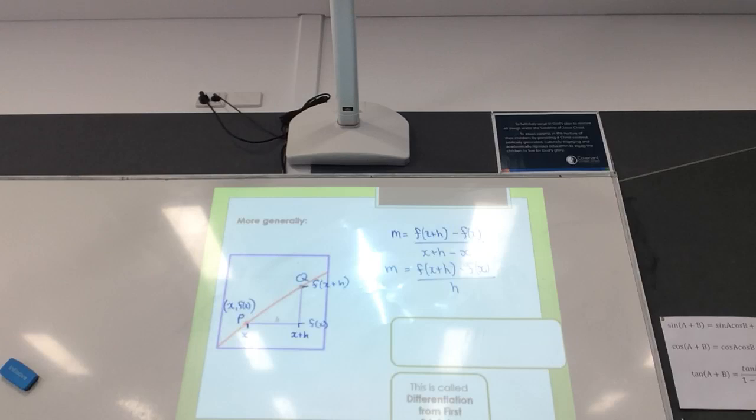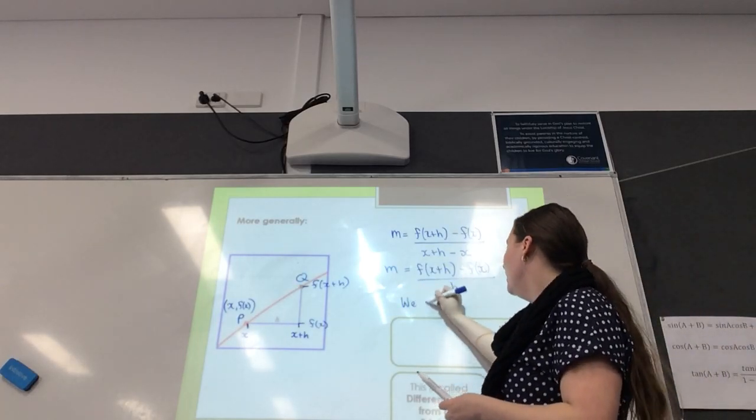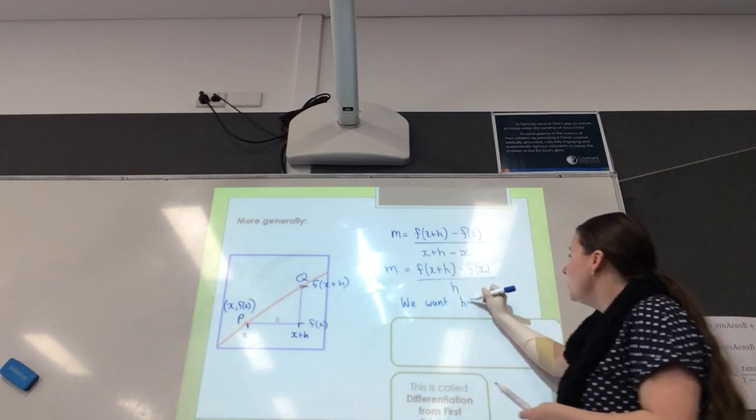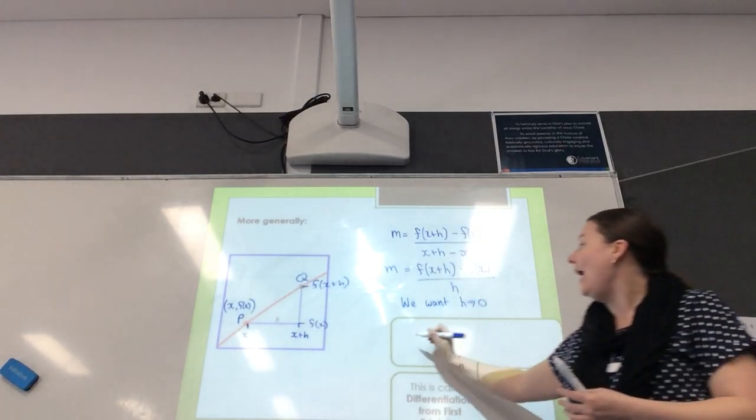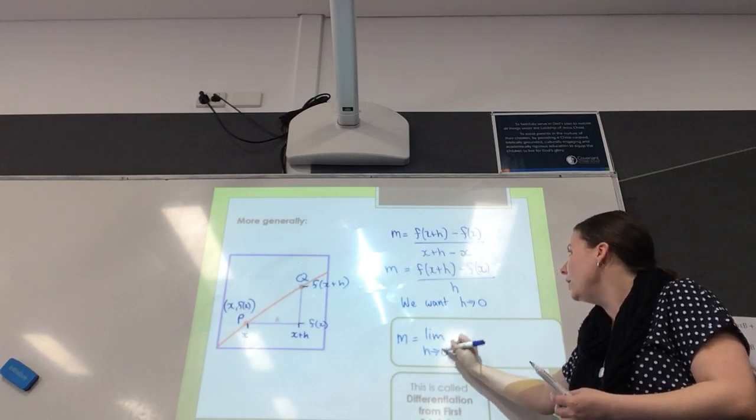Like h needs to be 0.000000. Like it basically needs to be 0. That's why it's the limit, right? So actually, we want h to approach 0. And so that is called differentiation from first principles.